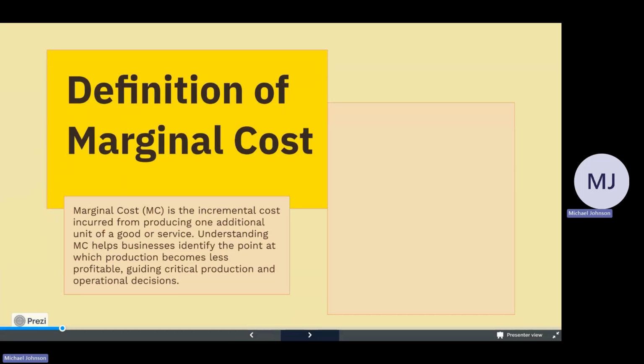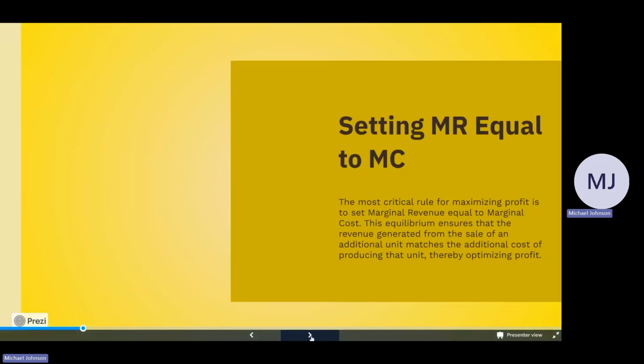Definition of marginal cost. Marginal cost is the incremental cost incurred from producing one additional unit of a good or service. Understanding MC helps businesses identify the point at which production becomes less profitable, guiding critical production and operational decisions.